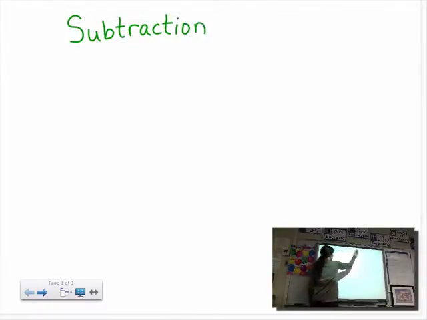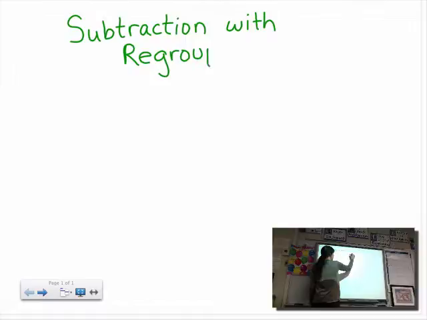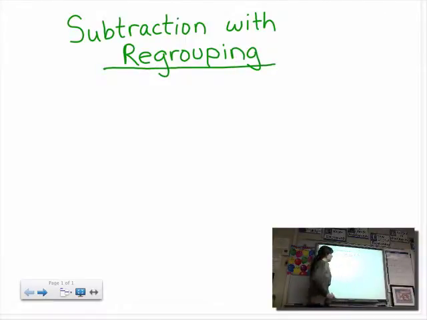And one thing that we are going to add to what we already know is the fact that we can always get the correct answer when we subtract by checking our work with addition, because subtraction and addition are inverse operations. That means that they undo each other, and we can use that to our advantage in checking our work. Let's take a look at that idea with our first sample problem.